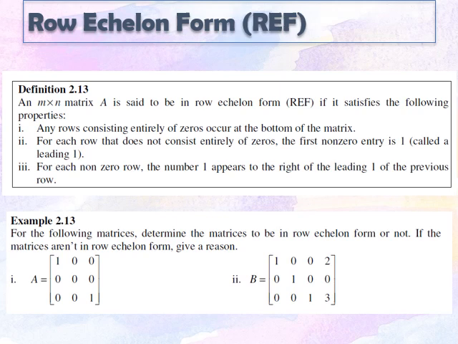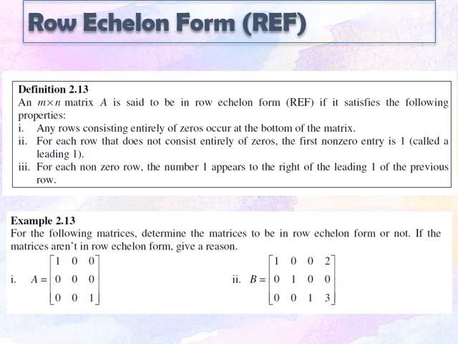So next is row echelon form. An n by n matrix A is said to be in row echelon form, REF, if it satisfies the following properties. The first one, any rows consisting entirely of zeros occur at the bottom of the matrix. For each row that does not consist entirely of zeros, the first non-zero entry is 1, called a leading one. For each non-zero row, the 1 appears to the right of the leading one of the previous row. So first, we look at the example.